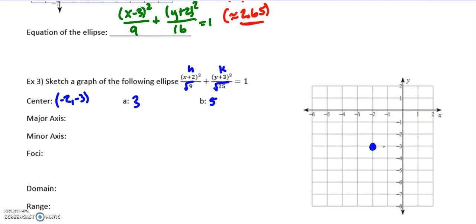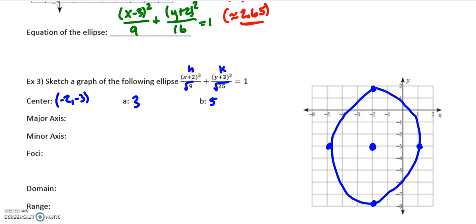So I move 3 in the x direction, 1, 2, 3. Both ways, 1, 2, 3. Move 5 in the y direction, 1, 2, 3, 4, 5. Both ways. And I can actually go ahead and graph my ellipse just based on those points. It's not the best graph ever, but it will do.